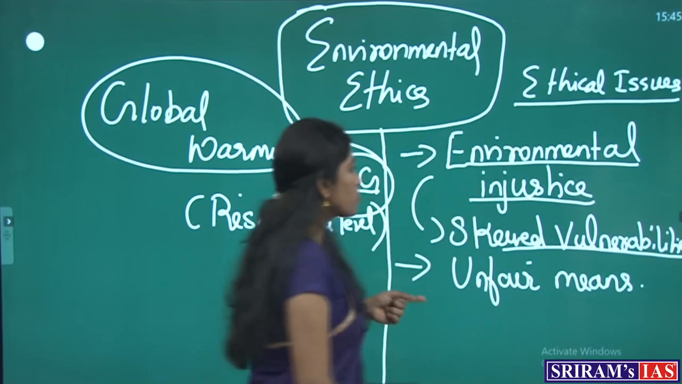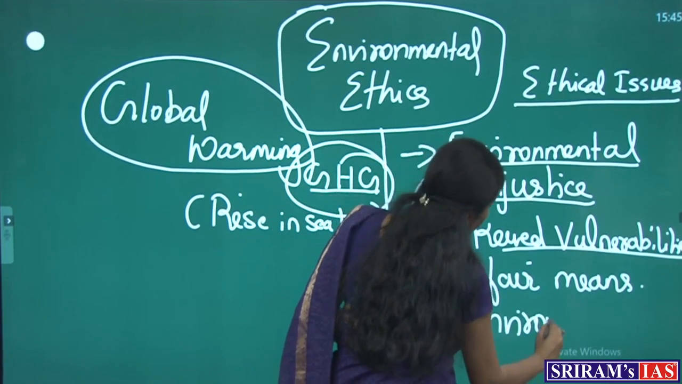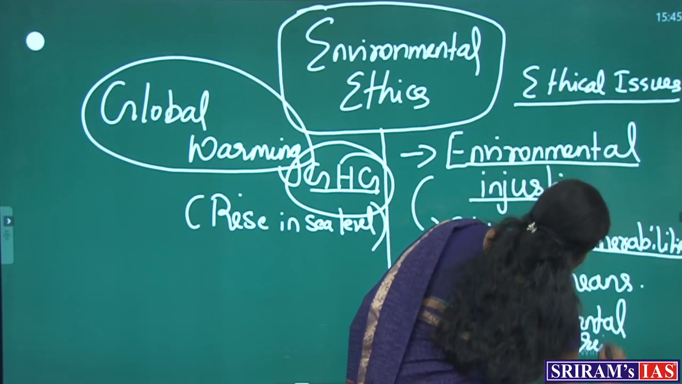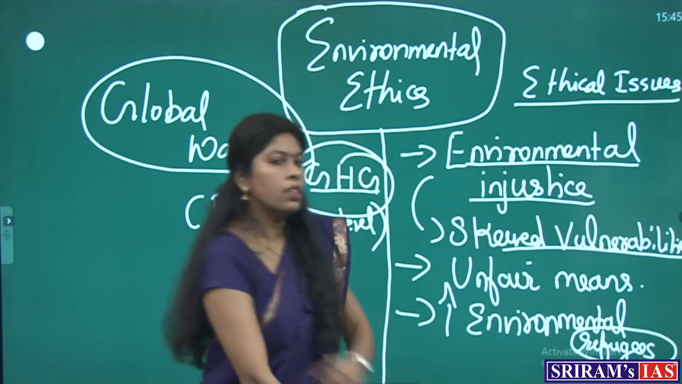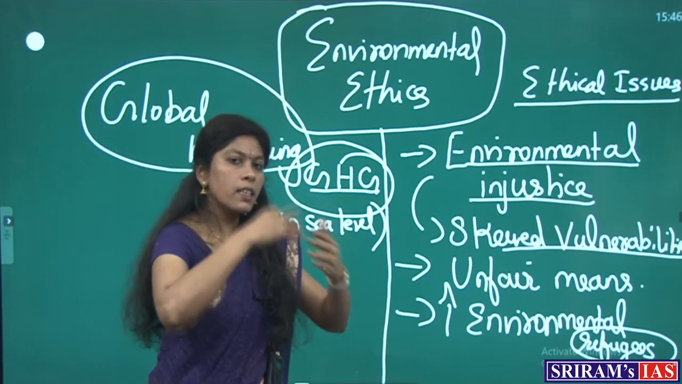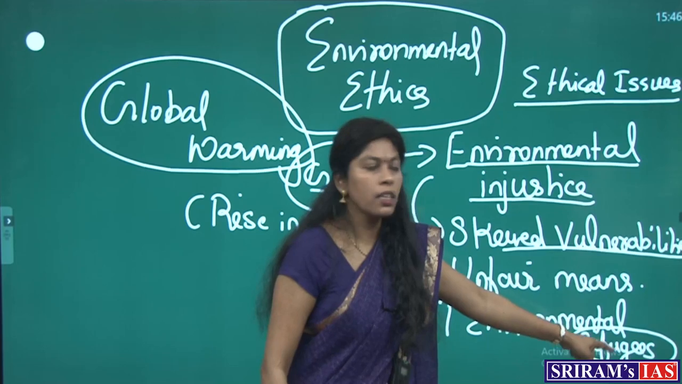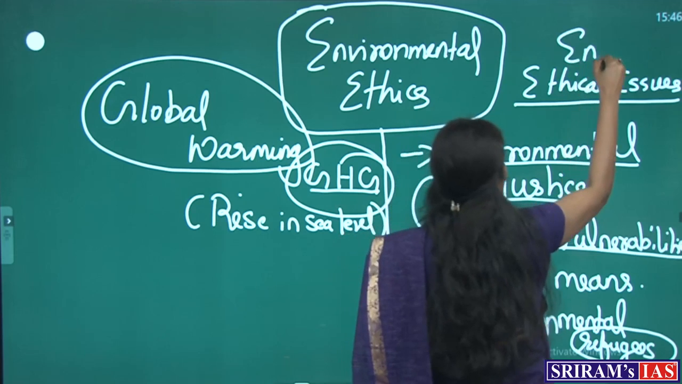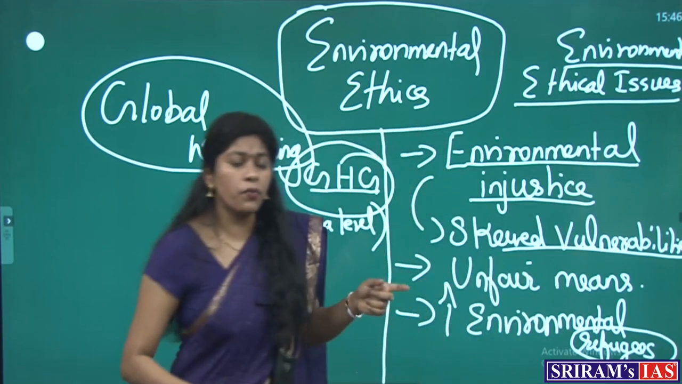And mostly you see this will result in increased environmental refugees. You all know what is a refugee. Who are called refugees? There is a difference between migrants and refugees. I am telling about environmental refugees. This is a keyword which you have to use when you are writing environmental ethical issue. So, what is that called as refugee? Who are called refugees?